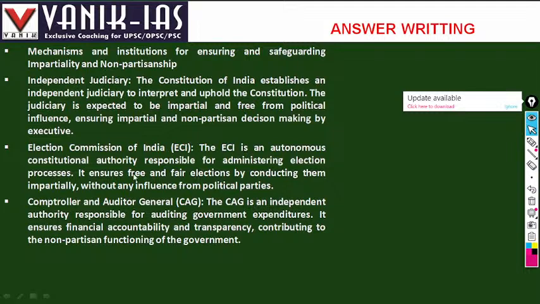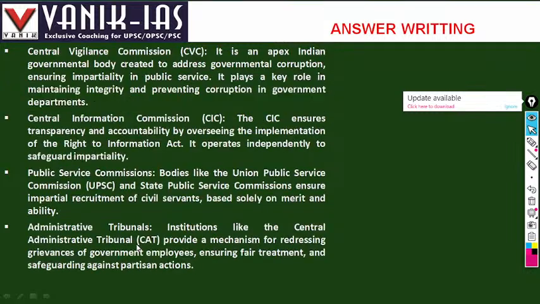The ECI is an autonomous constitutional authority responsible for administering election processes. It ensures free and fair elections by conducting them impartially without any influence from political parties. CAG. CAG is an independent authority responsible for auditing government expenditure. It ensures financial accountability and transparency, contributing to non-partisan functioning of the government.